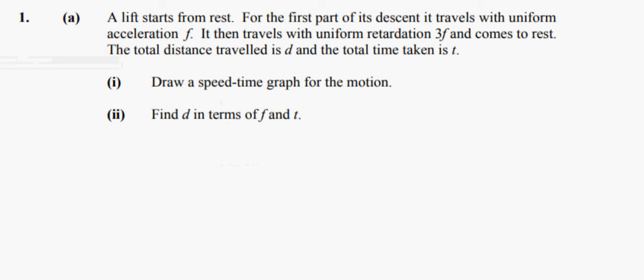A lift starts from rest. For the first part of its descent, it travels with uniform acceleration f. It then travels with uniform retardation 3f and comes to rest. The total distance travelled is d, and the total time taken is t.